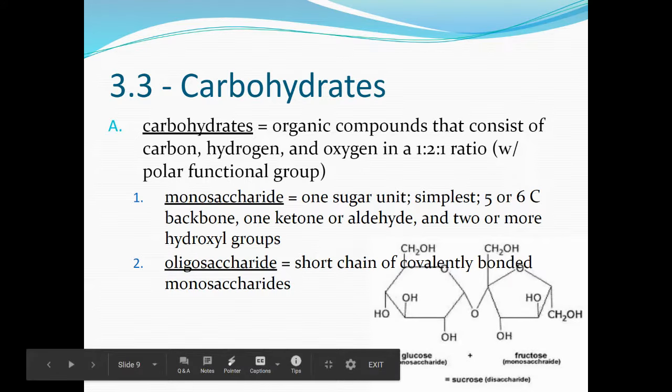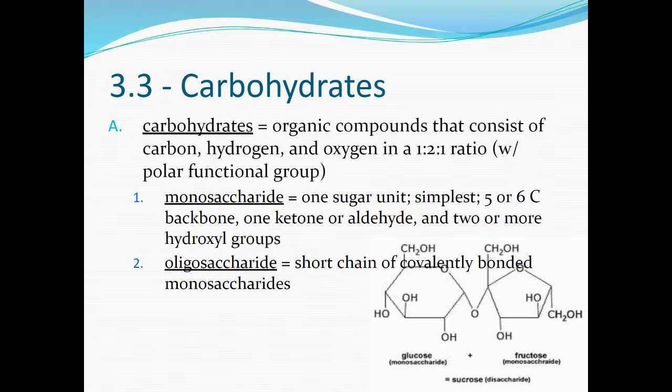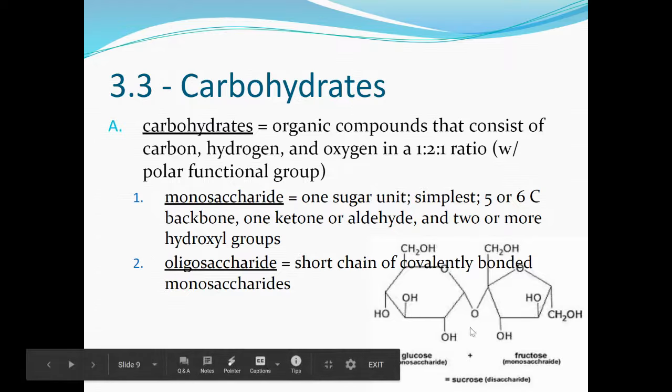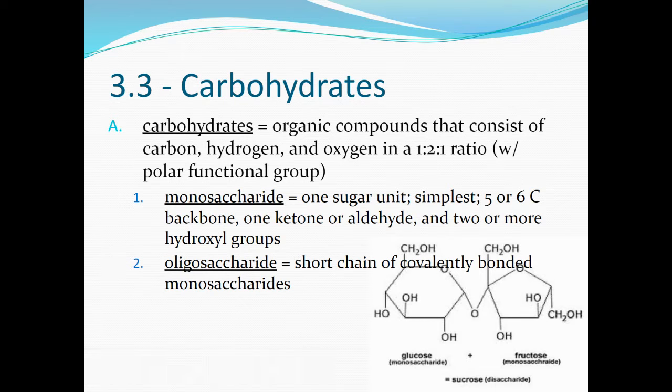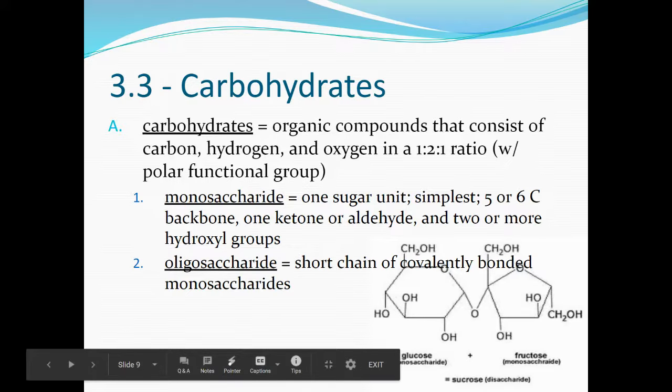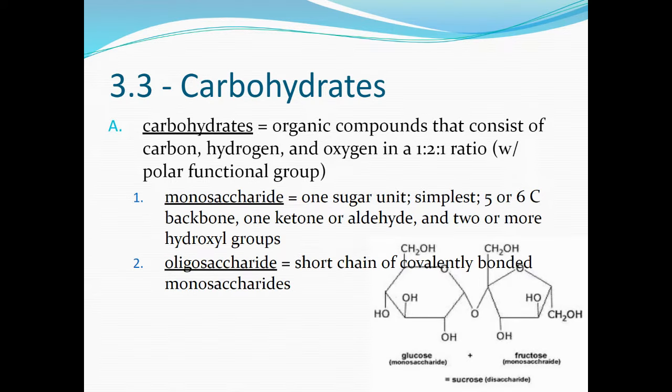Oligosaccharides are kind of in between mono and poly. This is a short chain of covalently bonded monosaccharides. In fact, what we have right here is the sugar that we generally like to eat. Sucrose is a disaccharide. It's the sugar that's usually used in candy. It's the type of sugar that we generally find in fruit.